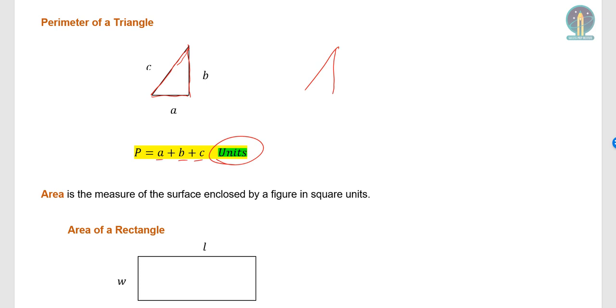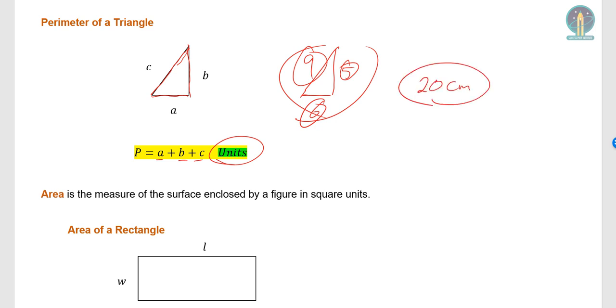Here's a quick example. Let's say we had a triangle of 5, 6, and 9. So the perimeter would be 5 plus 6 plus 9. So 9 plus 6 is 15, plus 5, the perimeter would be 20. And let's make this one inches, so 5 inches, 6 inches, 9 inches. The perimeter would be 20 inches.